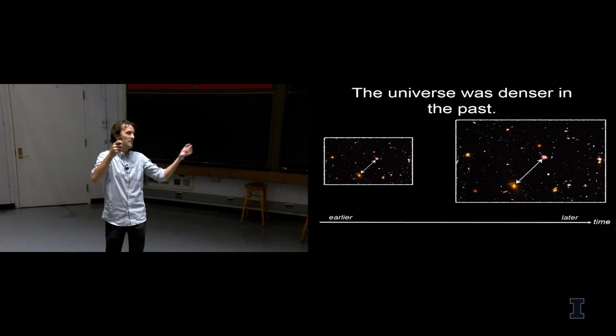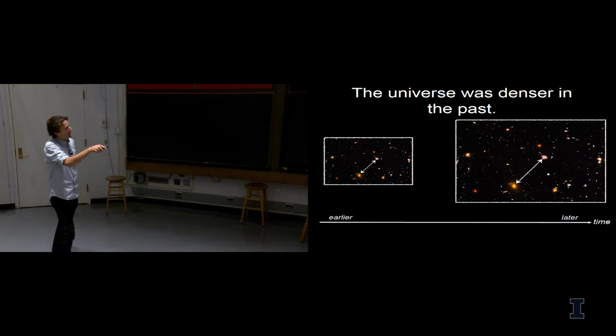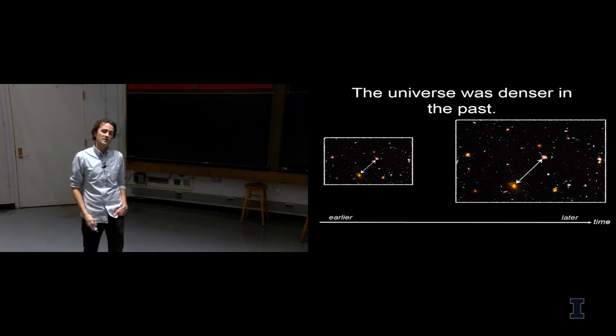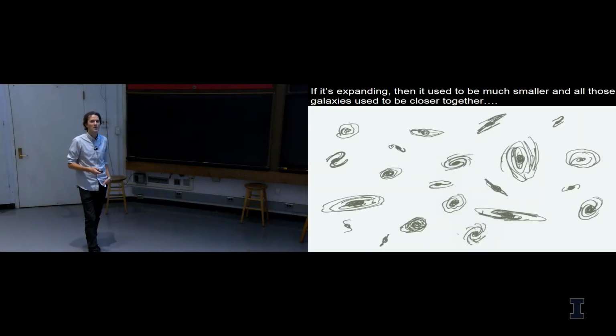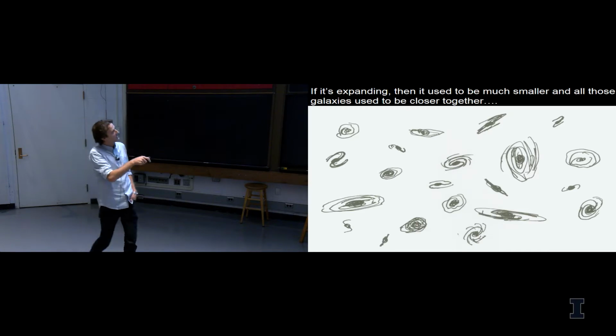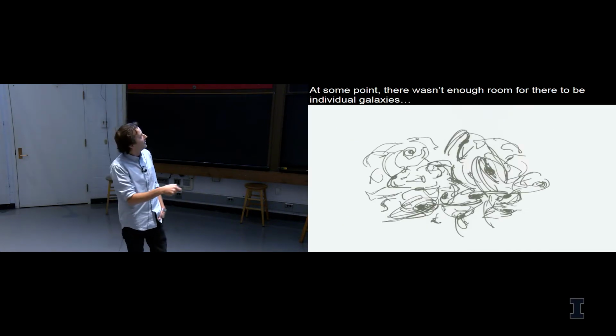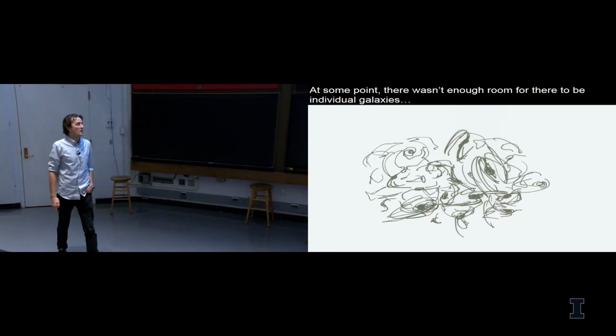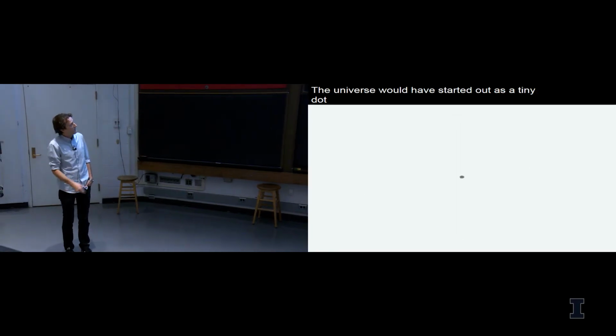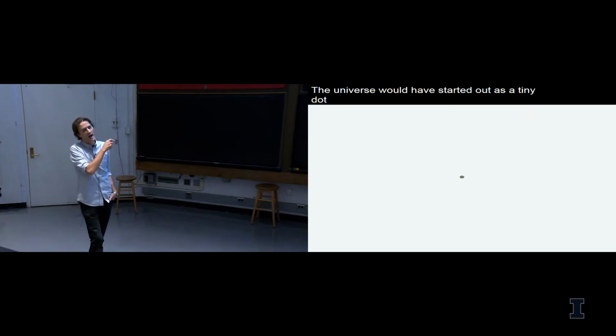So as the universe expands, there's space being created. As you go back in time, the space is going away and things are getting closer together. So the universe was denser in the past, and this is a direct result of the hot Big Bang cosmology. All these galaxies, as we go back in time, get closer and closer together, and at some point, there wasn't enough room for there to be individual galaxies. And so the universe, according to the Big Bang theory, would have started out as this tiny dot.